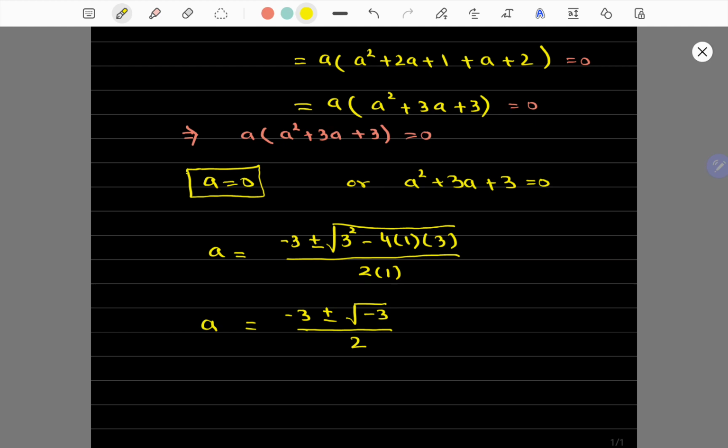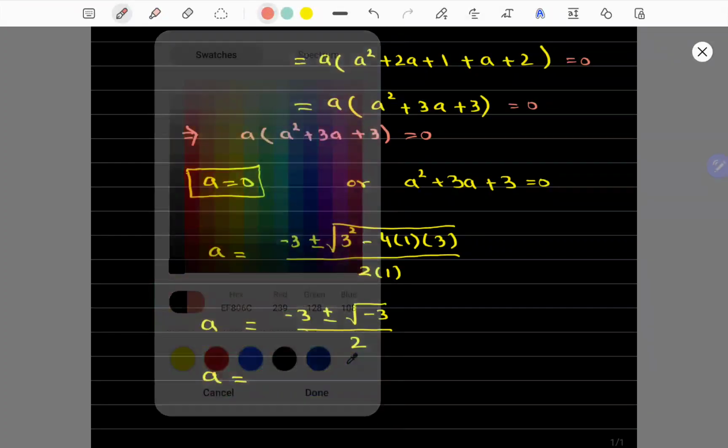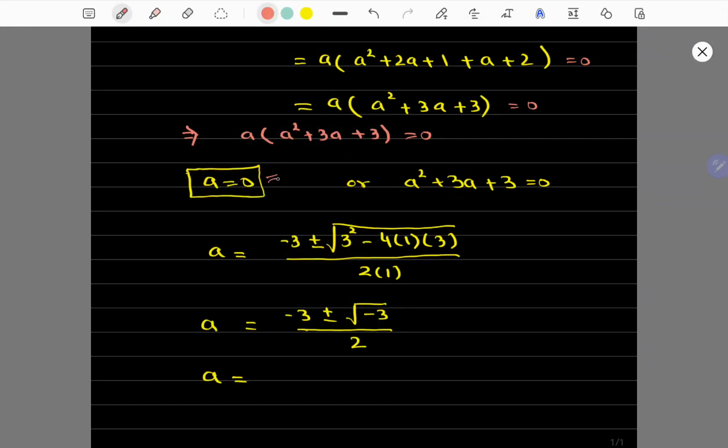The final answer will be a is equal to: first answer is 0, which I write here as 0. Second answer will be (-3 + √3 i) over 2, and third answer will be (-3 - √3 i) over 2. That is the required answer.